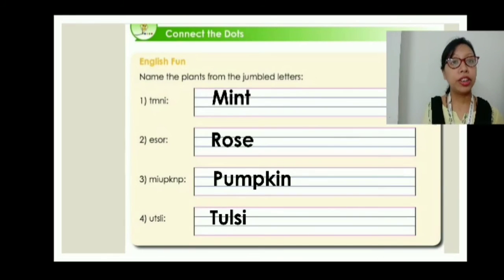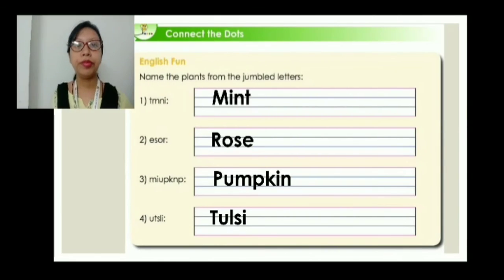Then we come to the connect the dots, that is English fun. Name the plants from the jumbled letters. The first one is mint. Then the second one is rose. The third one is pumpkin, and the fourth one is tulsi.